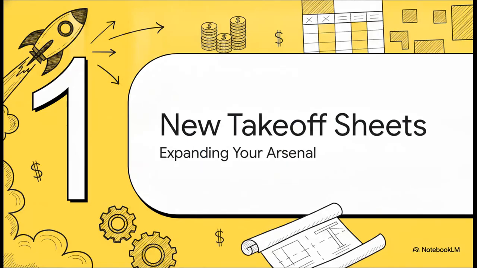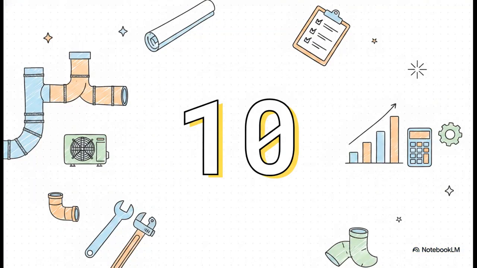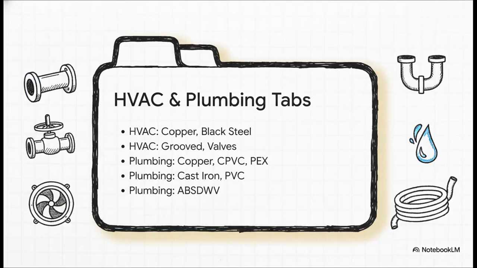Okay, Section 1, the new takeoff sheets and expanding your bidding arsenal. Let's dive right in. The very first thing that jumps out is the sheer scale of this update. We're not just talking about a couple of minor tweaks here. There are exactly 10 brand new pre-built takeoff tabs sitting right on the main menu, specifically designed for the combined HVAC and plumbing sheet. These 10 tabs represent a massive upgrade.